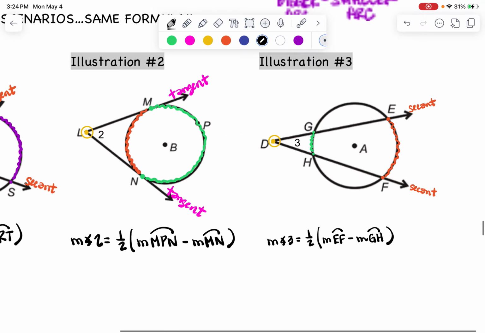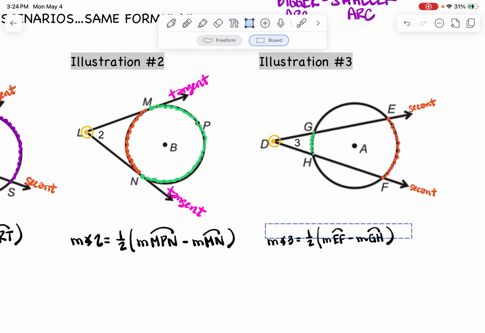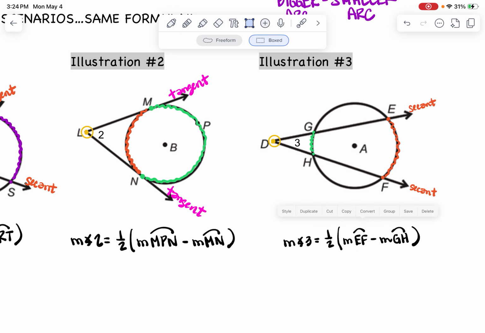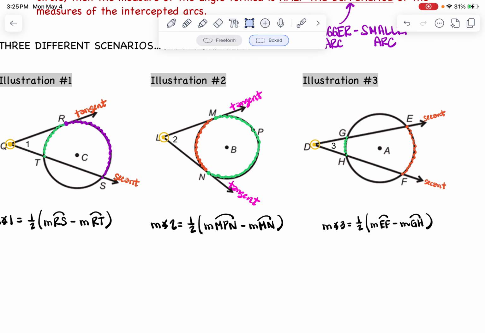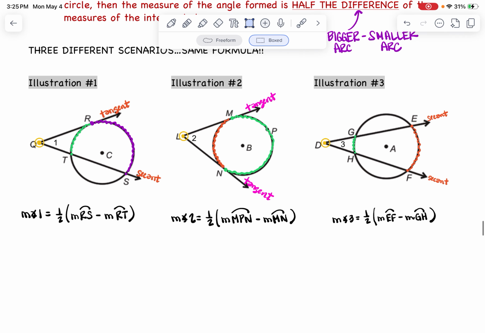Okay, so notice every single formula is identical. It's just a matter of what's creating those arcs. Is it tangents? Is it secants? That's it, the same formula. All right, let's go do some problems. Here we go.